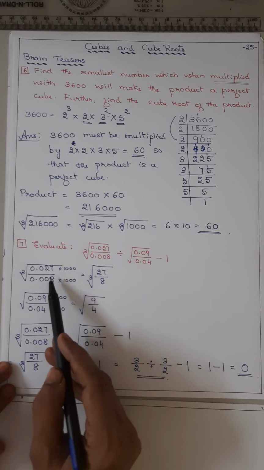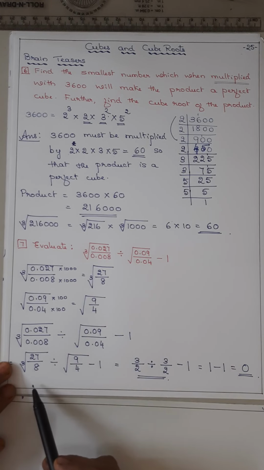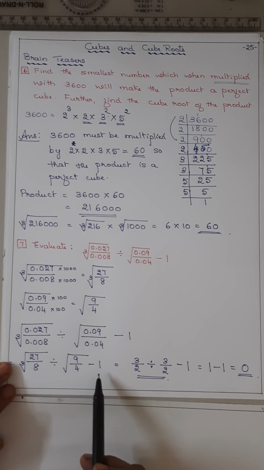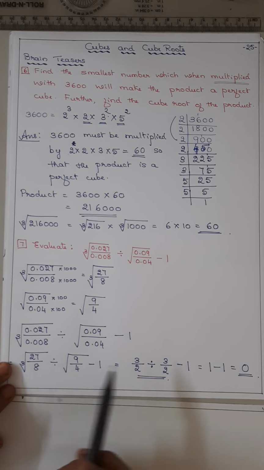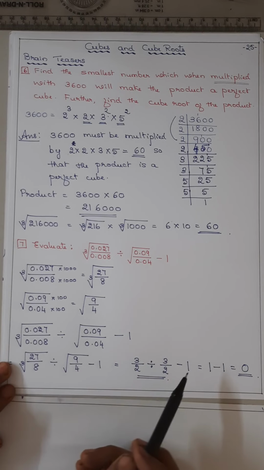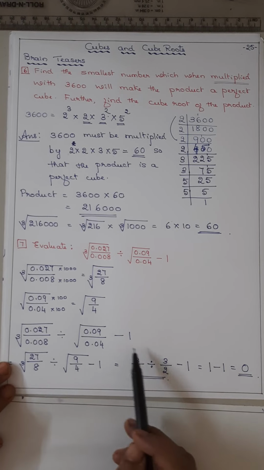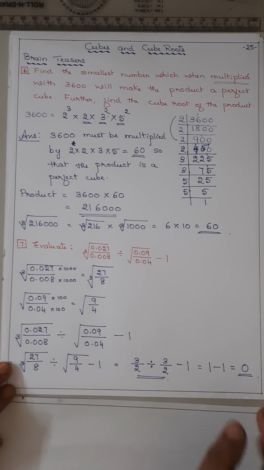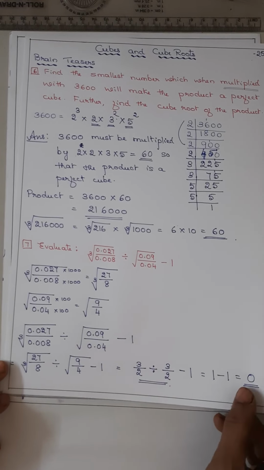So first remove the decimals and you got cube root of 27 by 8 divided by square root of 9 by 4 minus 1. Cube root of 27 by 8 is 3 by 2. Division sign. Square root of 9 by 4 is 3 by 2 minus 1. 3 by 2 divided by 3 by 2. When you divide the number by itself, then it is 1. 1 minus 1 is 0. Okay. That was question number 7.